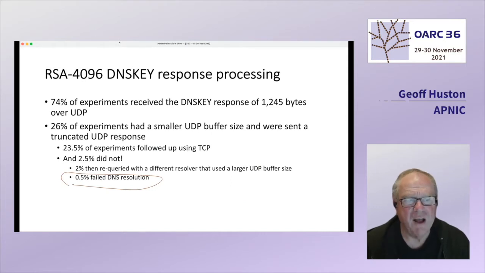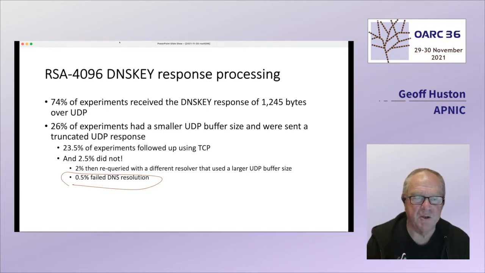What we actually found was that not 17% of users, but 26%, which is a little bit higher, had a smaller UDP buffer size and were given a truncated response. Most of them followed up using TCP. 2.5% didn't. They just didn't do the TCP. And of those, most of them, 4/5, said, oh, look, this is just getting too silly. I'm going to go use a different resolver that had a larger UDP buffer size.